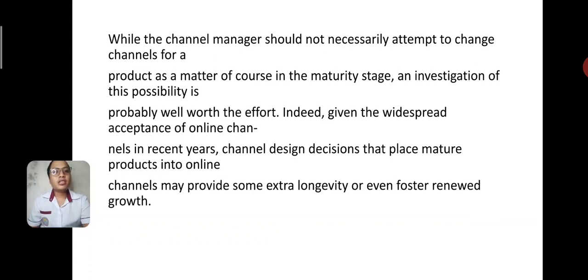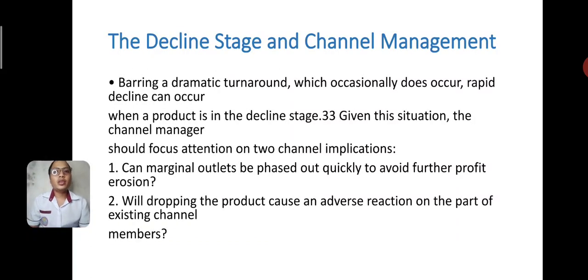Channels may provide some extra longevity or even foster renewed growth. The decline stage in channel management: barring a dramatic turnaround, which occasionally does occur, rapid decline can occur. When a product is in a decline stage, given the situation, the channel manager should focus attention on channel implications. So, when your product is in the decline stage, or the consumers are going down, and only a few are still using it, these are the two things to do.